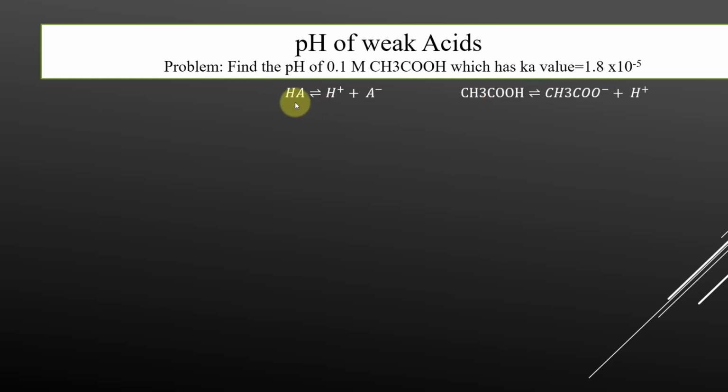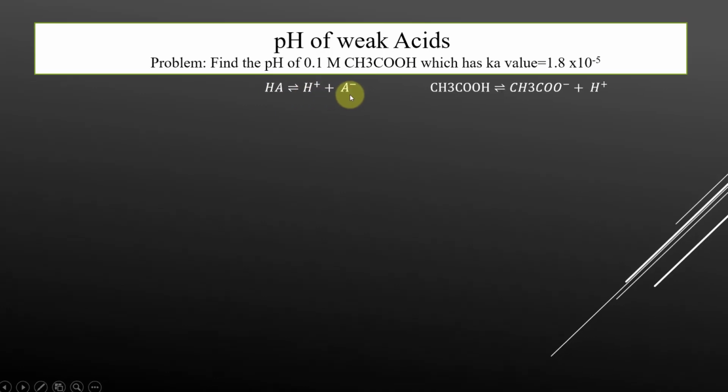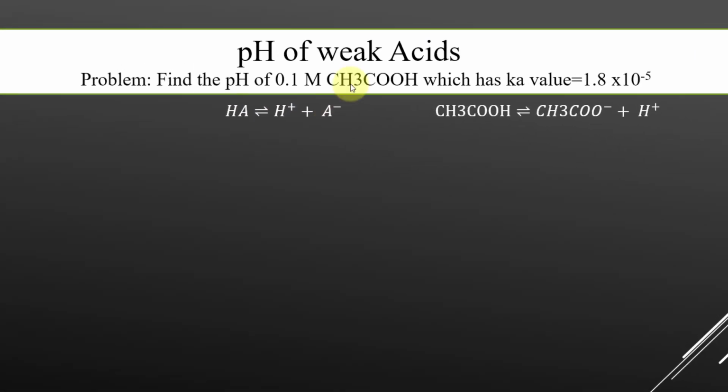Let's look at the problem by taking this general acid over here, and we can also write acetic acid in this form as well. A weak acid dissociates into H positive ion and A negative ion in solution. And if you take the example of an actual acid like CH3COOH, it could be written like this. And in the form of an equilibrium expression, we can write it as the concentration of H positive ion multiplied with A negative ion divided by the concentration of undissociated acid.